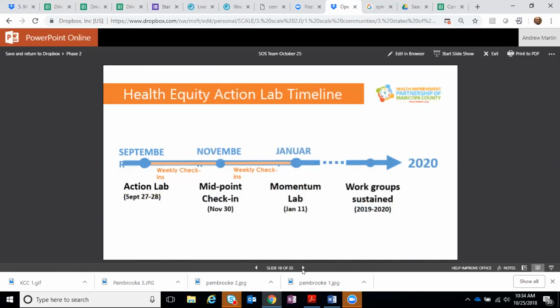You can see the formatting didn't really work out there, but you get the idea that in September, the end of September, we held the 2-day action lab. And then our midpoint check-in is going to be on November 30th, where we'll get everyone back together and talk about the progress and what changes they've made to their plans.